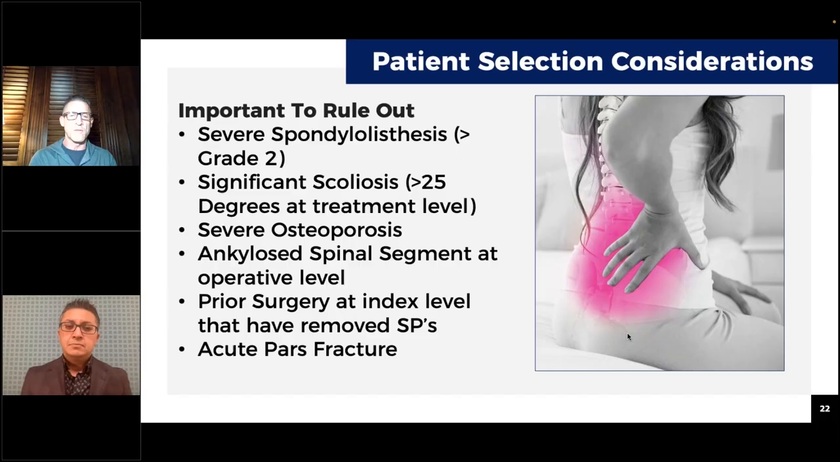If somebody has a scoliotic curvature of more than 25 degrees at the level you're treating, this doesn't mean if it's anywhere in their back, it's 25 degrees, but at the level you're treating, those people need to be ruled out. And then anybody who has over a grade 2 spondylolisthesis, those are ruled out. I think people have a degree of comfort in the grade 1 category, but grade 2 should be ruled out.